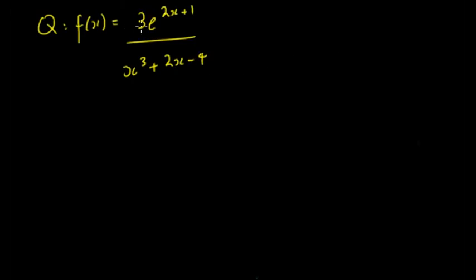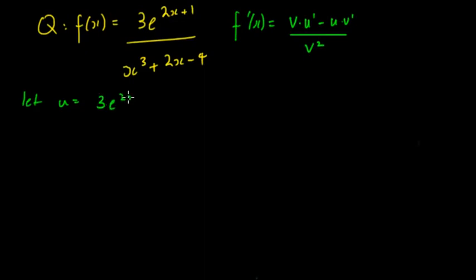But what about if we have a more complicated example now? So we have f(x) is equal to 3e^(2x+1) over x cubed plus 2x minus 4. So first thing is to write down the formula. So f dash x is equal to v, so remember v has to be the first term, u dash minus u times v dash, that is divided by v squared. So we have let u equal 3e to the 2x plus 1, and v is equal to x cubed plus 2x minus 4.